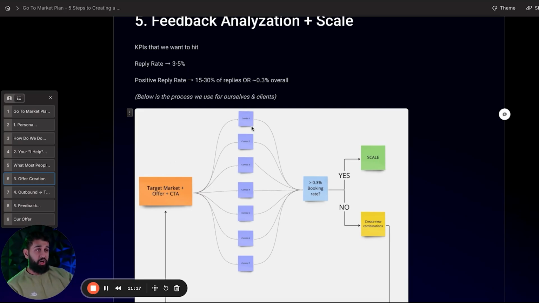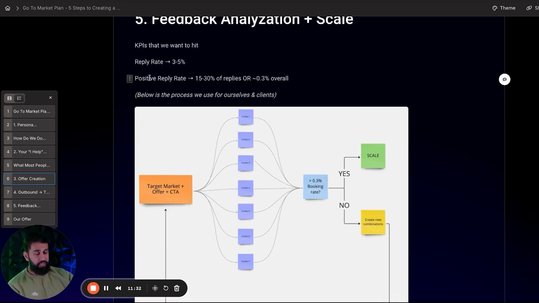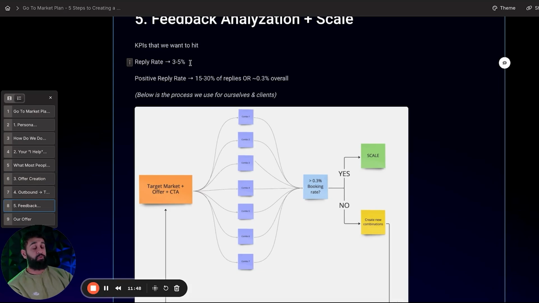So we want to create different combinations of those variables, and we want to wait until we find something that has around a 0.3% booking rate. If it does, then we scale that campaign and add all the leads into that campaign. But if not, we continue to create new combinations of these variables until we do. So these are some KPIs that we want to hit. For overall reply rate, we want to hit a 3 to 5% reply rate. That includes negative and positive responses. We just want to make sure that our deliverability is actually good, and the way that we know is if we get a 3 to 5% reply rate.